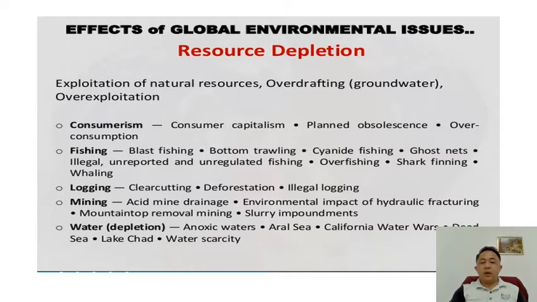Then we have your California water wars wherein pinag-aagawan nila yung water sources in California dahil in California they have a lot of farmlands, they have a lot of animals there, cows particularly. So large number of animals will need large volume of water. So nagkakaroon sila ng agawan ngayon ng sources of water. And we have the Dead Sea.